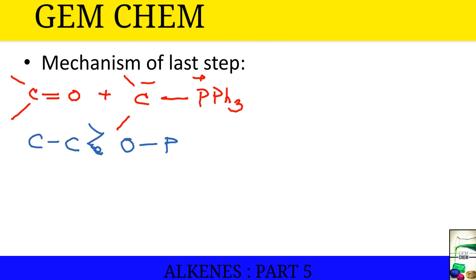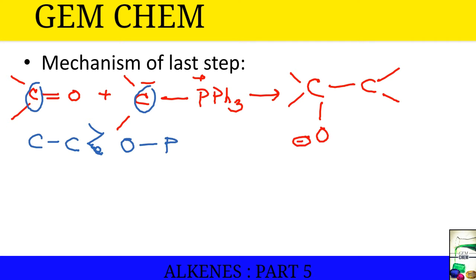Now first there will be carbon-carbon bond formation. Which carbons? This one and this one. So let us do the bond formation. Now see, this carbon, then this and this one. Here O minus and here PPh3 plus. Now this is known as the betaine intermediate.